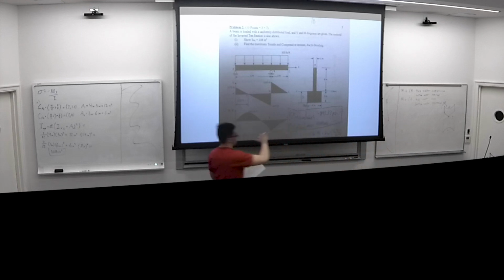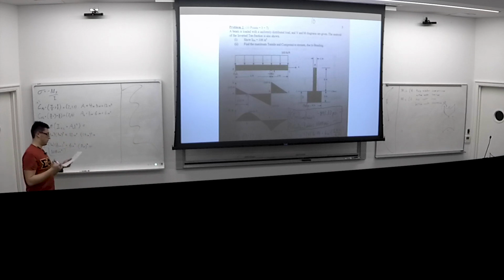Does everybody understand that or have questions on the sign convention or why there's 4 equations? Everybody get here? Everybody copy all this?